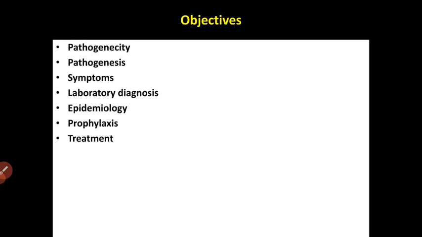Epidemiology: in epidemiology, the scientific study of the disease is done. Next, prophylaxis: treatment given or action taken to prevent the disease is called prophylaxis. And last is treatment. Let's begin.